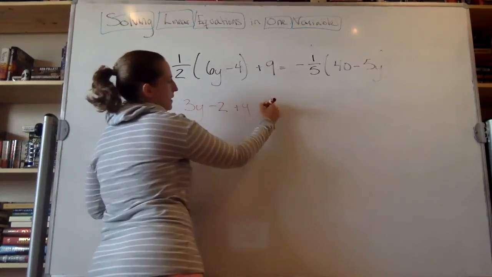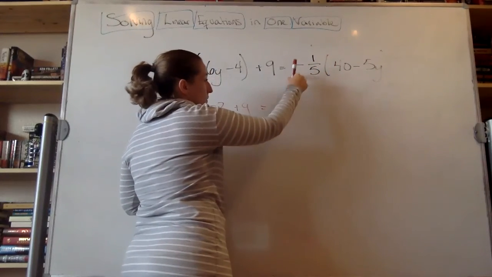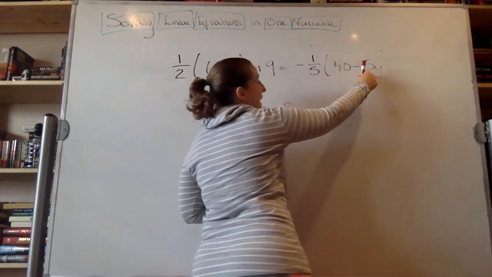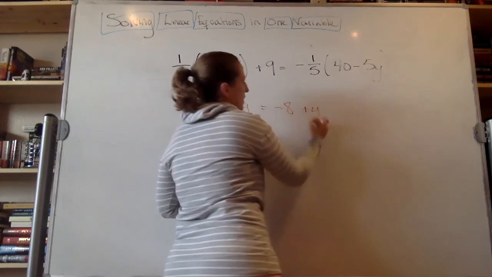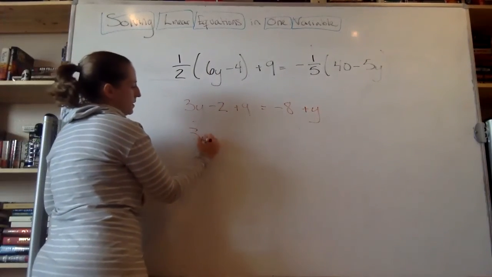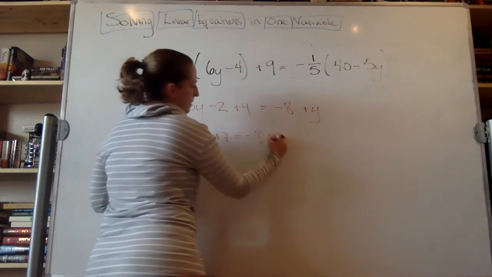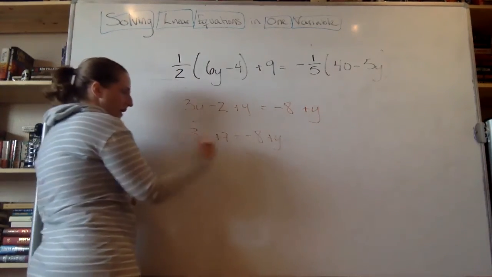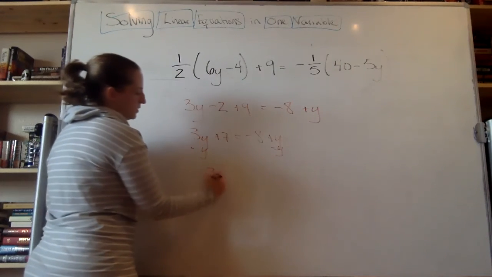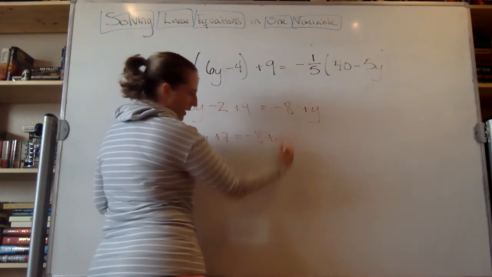Plus 9, that's 9, equals negative 1/5 times 40. 40 divided by 5 is 8, so negative 1/5 times 40 is negative 8. Negative 1/5 times negative 5y is just positive y. Look at that, no fractions. Now I'm going to collect like terms. So I'll have 3y, negative 2 plus 9 is 7 equals negative 8 plus y. I'm going to move all of my y's to the left. So minus y, 3y minus y is 2y plus 7 equals negative 8. The positive y and negative y cancel.